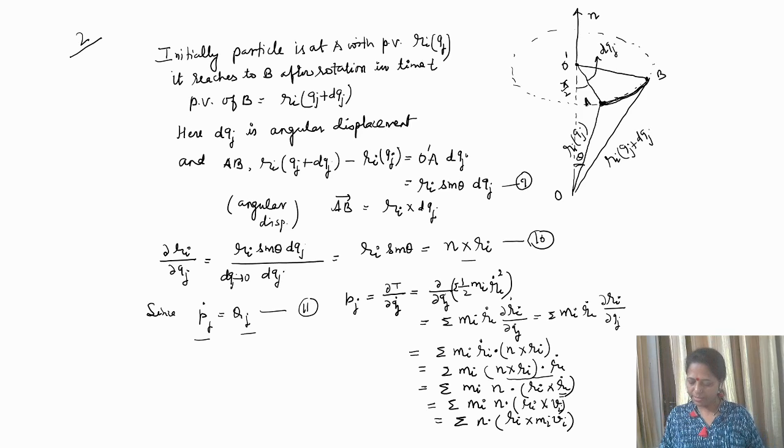You look at this expression. mi Vi means momentum, mass into velocity. And if you take its cross product with the position vector Ri, then what will it represent? Ri cross mi Vi will be angular momentum. That means it is the moment of momentum. And as you are taking it with n, it will be its component along the axis of rotation.